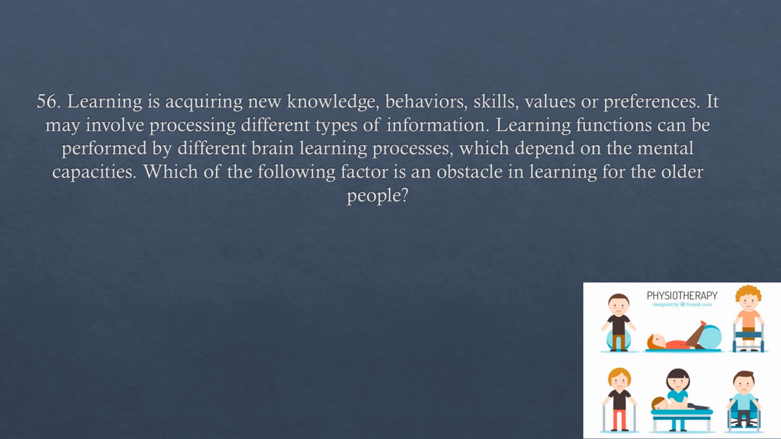Question number 56. Learning is acquiring new knowledge, behaviors, skills, values, or preferences. It may involve processing different types of information. Learning functions can be performed by different brain learning processes, which depend on the mental capacities. Which of the following factor is an obstacle in learning for the older people?